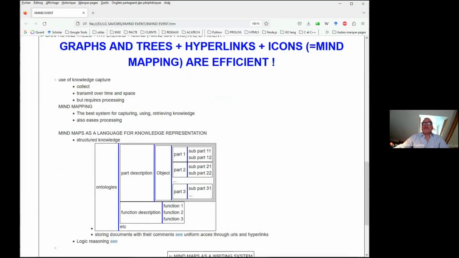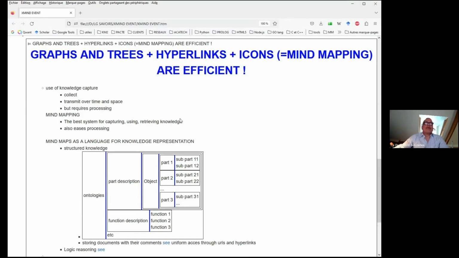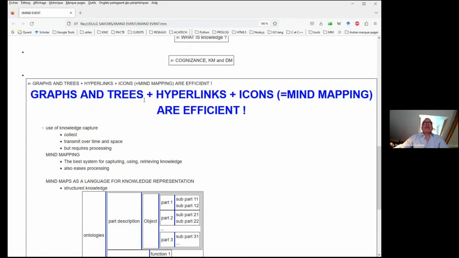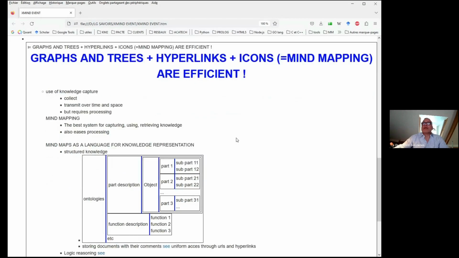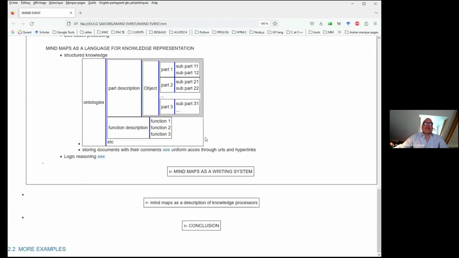Okay, well, one of the important points I want to share with you is that the representation of knowledge with graphs and trees and hyperlinks and icons, which is called mind mapping, is very efficient. It's very efficient because it allows a very easy capture of knowledge. And there is a good reason for that.